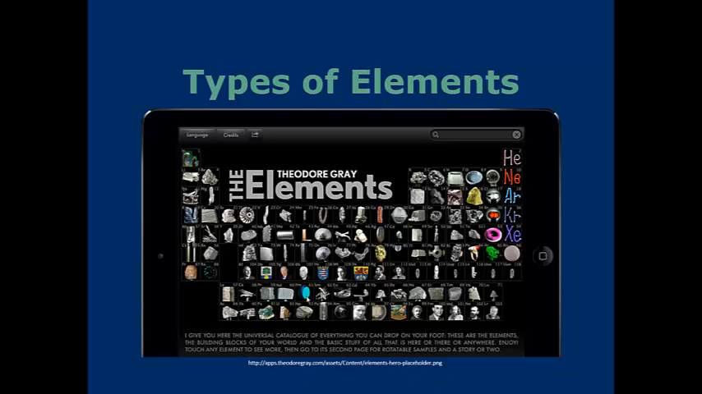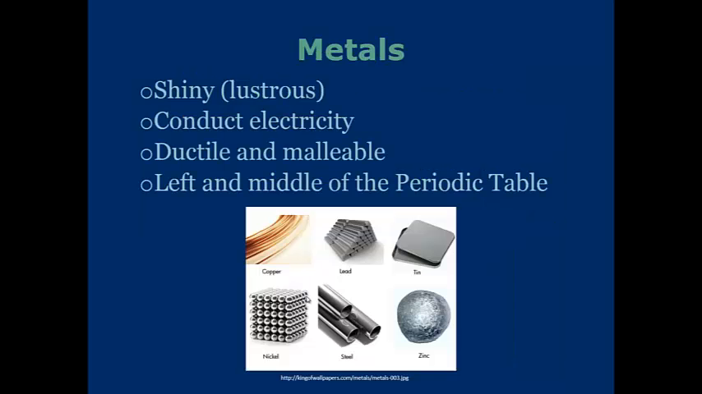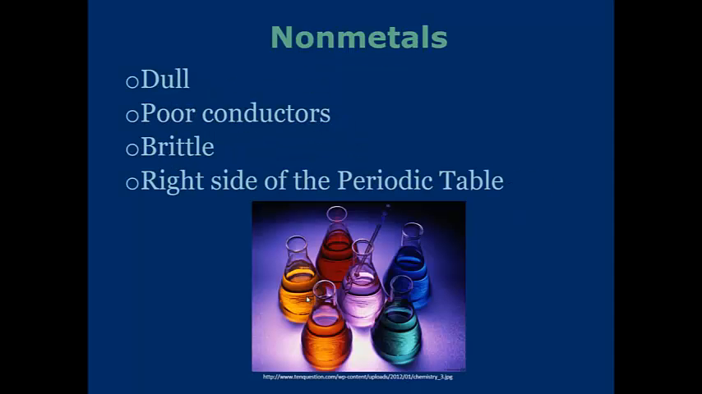There are different types of elements, and when we talk about types of elements, there's three in particular. The first is metals. Metals are shiny and lustrous, and they conduct electricity. They're also noted to being ductile and malleable. These are in the left and middle of the periodic table. Nonmetals are on the right side of the periodic table. These are the exact opposite of metals. They're dull, poor conductors, brittle, and, like I said earlier, on the right.